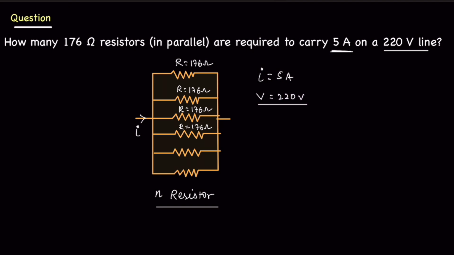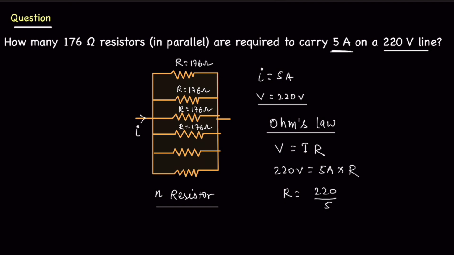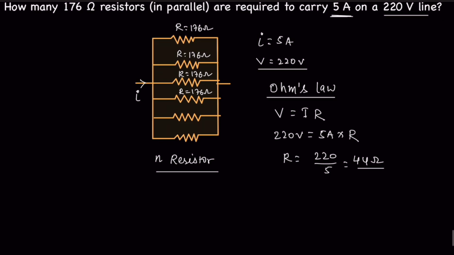So what we can do, we can use Ohm's law and we can find the total resistance present in the system. We know that V is equal to IR, V is 220 volt, current is 5 ampere. So the resistance is equal to 220 by 5, so it is 44 ohm. This is the total resistance, or we can write equivalent resistance is 44 ohm.